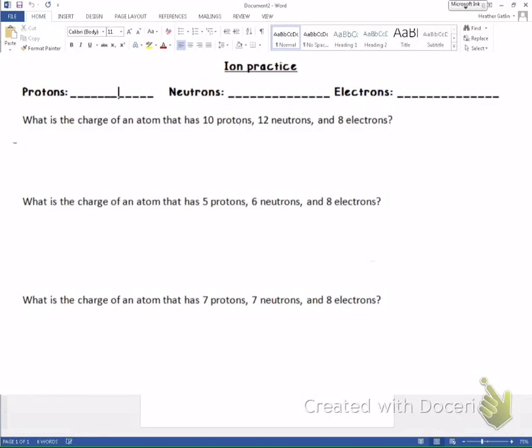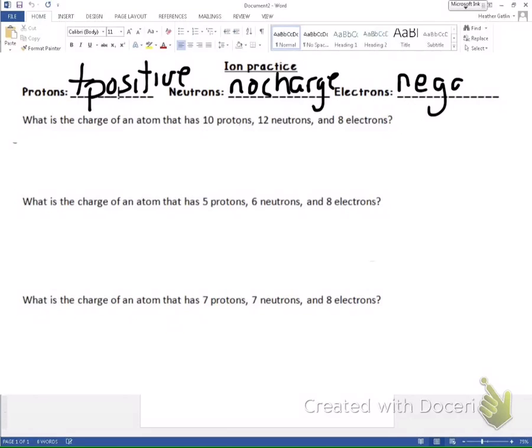Protons carry a positive charge. Neutrons carry no charge. And electrons have a negative charge. And so as you can see, neutrons are not going to contribute to the charge of an atom. So today, while we talk about ions, we're only going to be talking about protons and electrons.